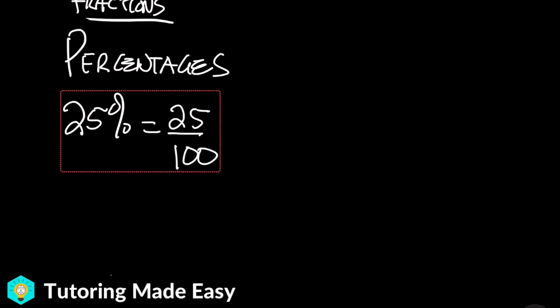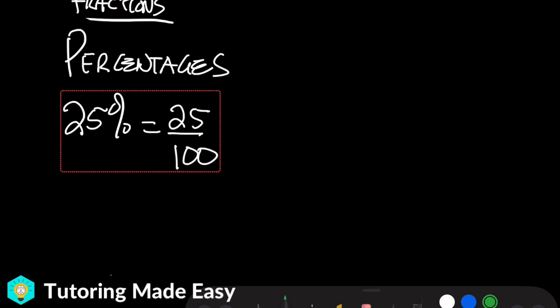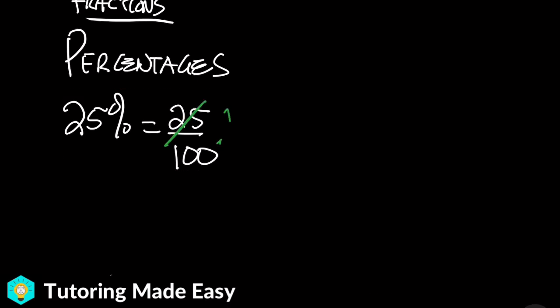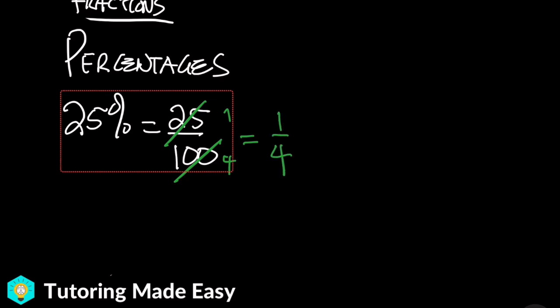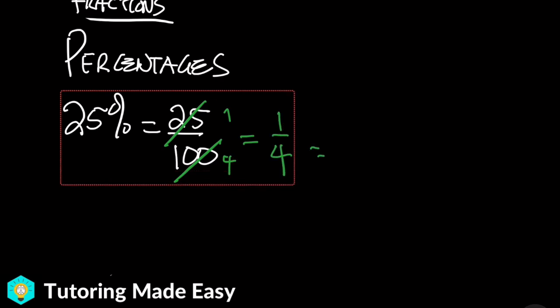But from the percentage or from this fraction, how are we going to go into a decimal? The thing we can do here is to simplify this first. 25 goes here 1, and 100 goes here 4. So 25% is the same as 1 over 4, right? And to change this into a decimal, we're going to do our long division as usual.